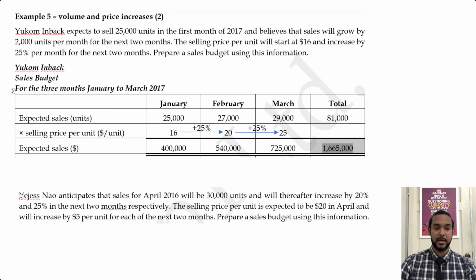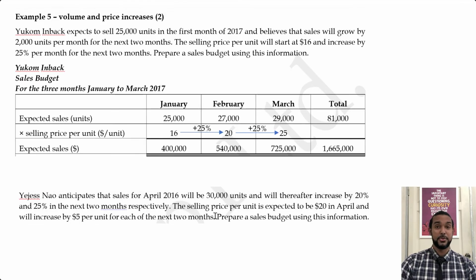Yes, just now anticipates that sales for April 2016 will be 30,000 units and will thereafter increase by 20% and 25% in the next 2 months respectively. That's interesting. The selling price per unit is expected to be $20 in April and will increase by $5 per unit for each of the next 2 months. Okay, so this was a little differently flavored than the previous example. So I wonder how you guys will try it.